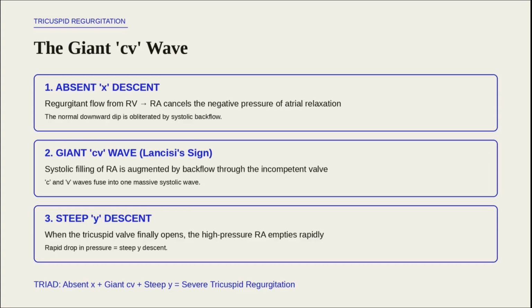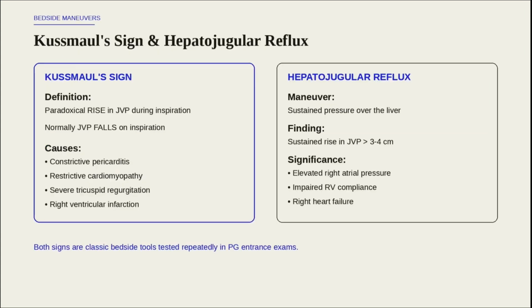Third, when the tricuspid valve finally does open, the high-pressure right atrium empties rapidly, producing a steep Y descent. This triad, absent X, giant CV wave, steep Y, is pathognomonic for severe tricuspid regurgitation. Beyond the waveform itself, 2 bedside maneuvers are essential. First, Kussmaul's sign, a paradoxical rise in JVP during inspiration.